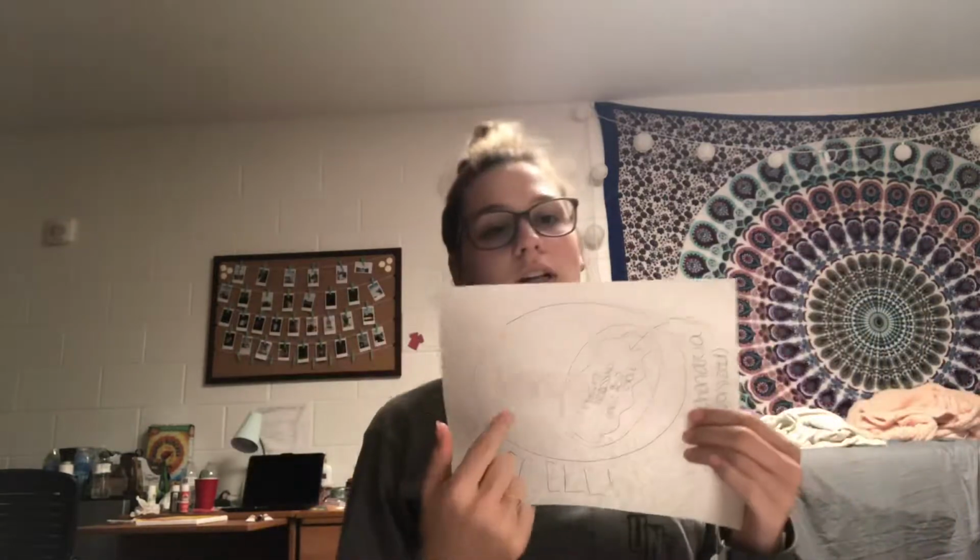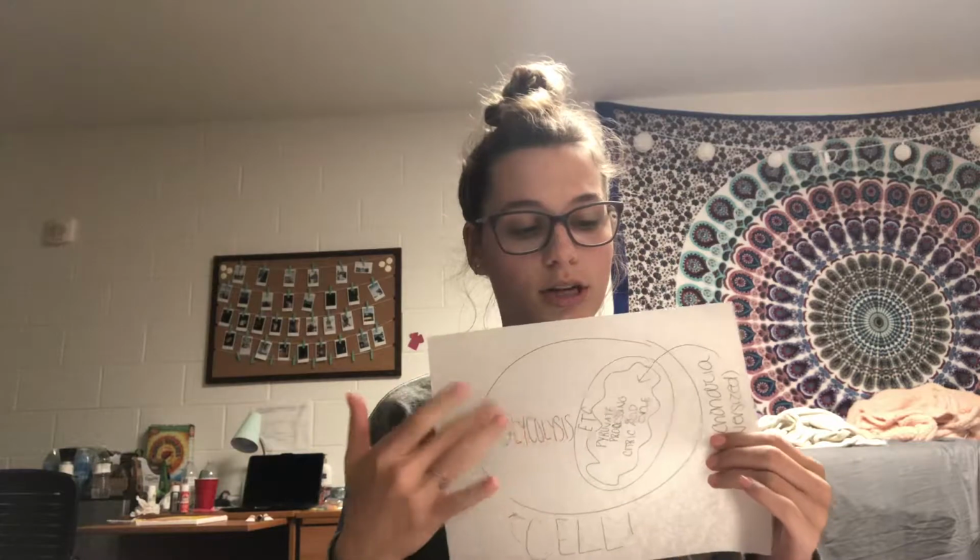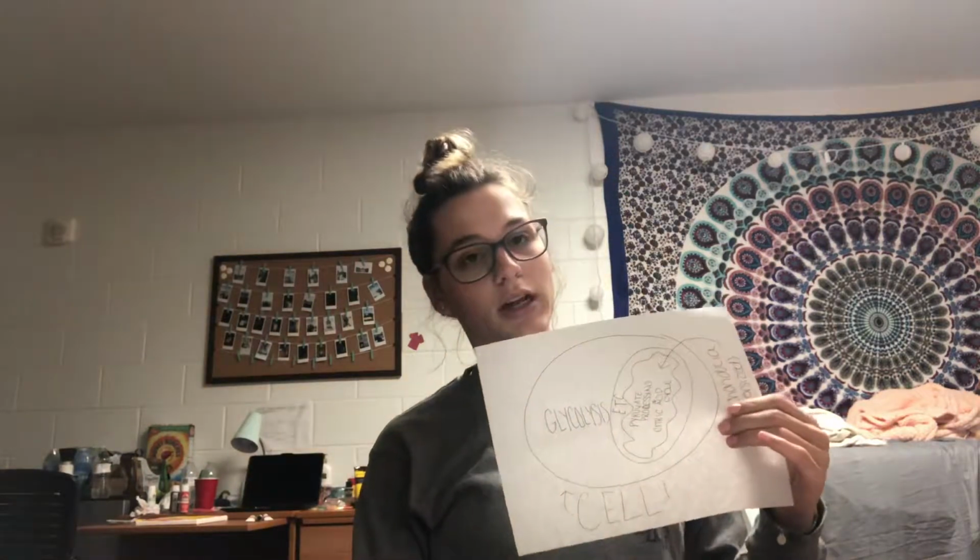So glycolysis happens in the cytosol outside of mitochondria, so it just happens in the cytoplasm of the cell, and that's where glucose is phosphorylated. It needs 2 ATP and glucose to start, and then the products are 4 ATP, but it has a net of 2 ATP, 2 pyruvates and NADH.